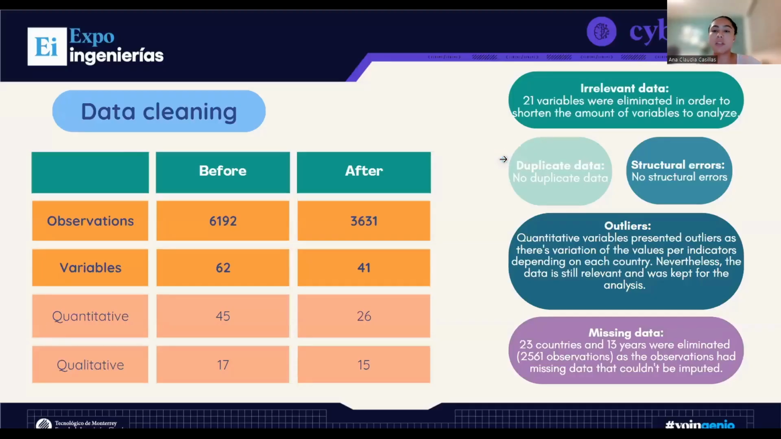For the data cleaning, we followed these steps. First, we eliminated irrelevant data. We found no duplicate data and no structural errors. We did find outliers, but we decided to keep them. And we also eliminated the missing data. That left us a database with more than 3,000 observations and 41 variables.